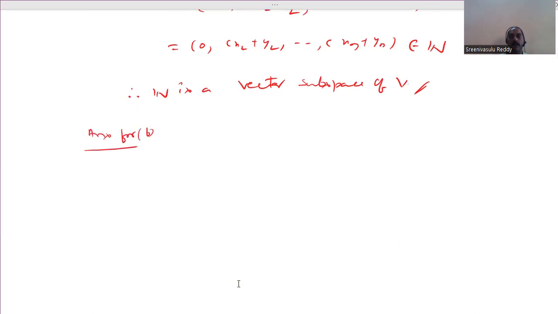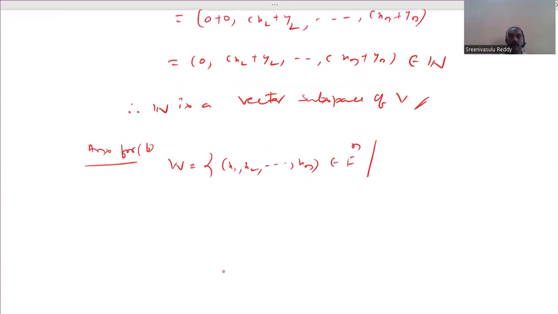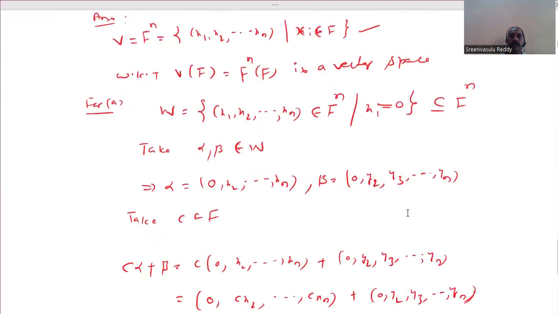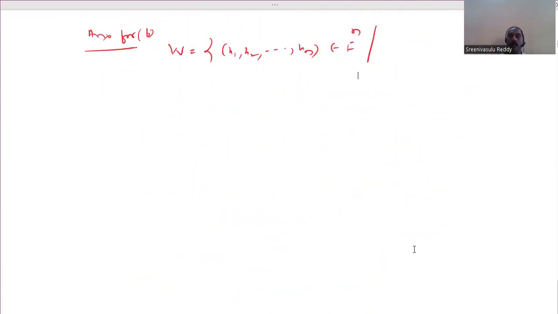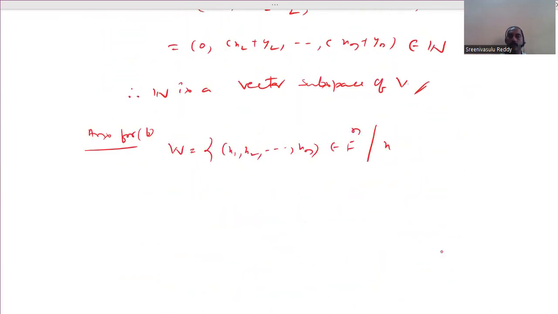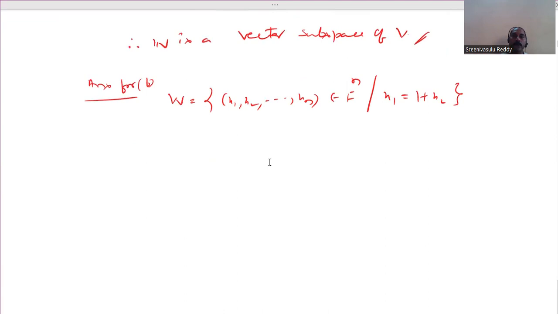Here W equals the n-tuples vector x1, x2, x3, and so on xn, which belongs to the given set F power n, such that the first two components have this relation: first component equal to 1 plus second component value. This is the given hypothesis. Whatever vectors in F power n satisfy this condition, taken into one set, we name it W.